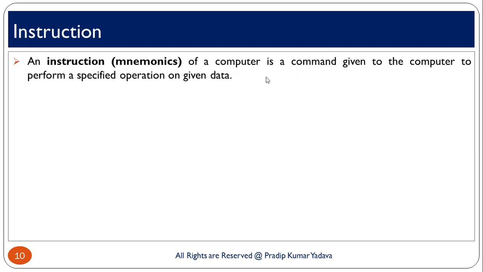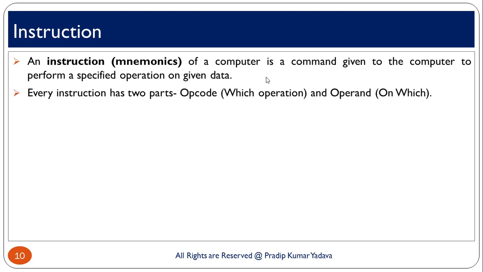Now, an instruction is just like a command given to the computer to perform a specified operation on given data. Every instruction has two parts, opcode and operand. Opcode means which operation you are going to perform, operand means on which data you are going to perform it. Take the example of INR A. INR means you are going to increment, that is the opcode, and A is the operand. In the second example, ADD B, addition is the operation you are going to perform, that comes under opcode, and B comes under operand.